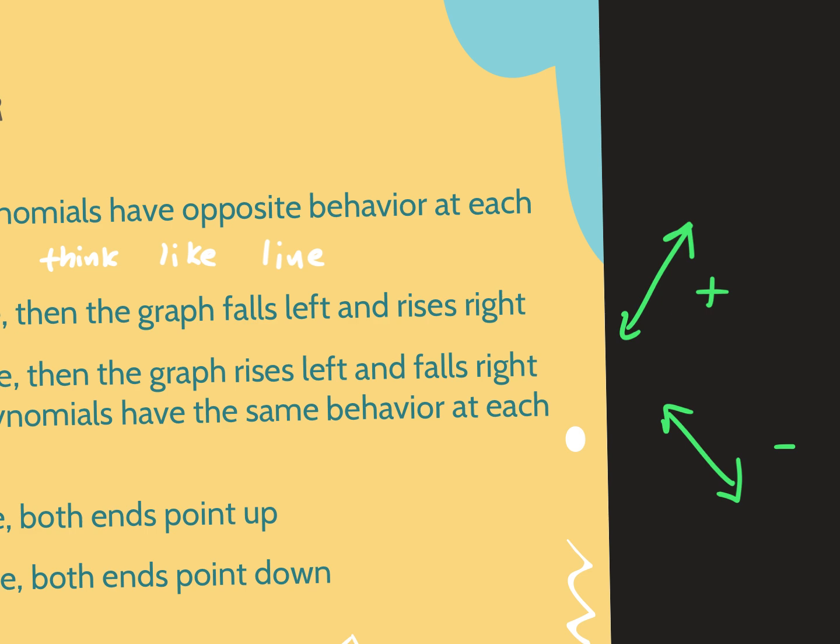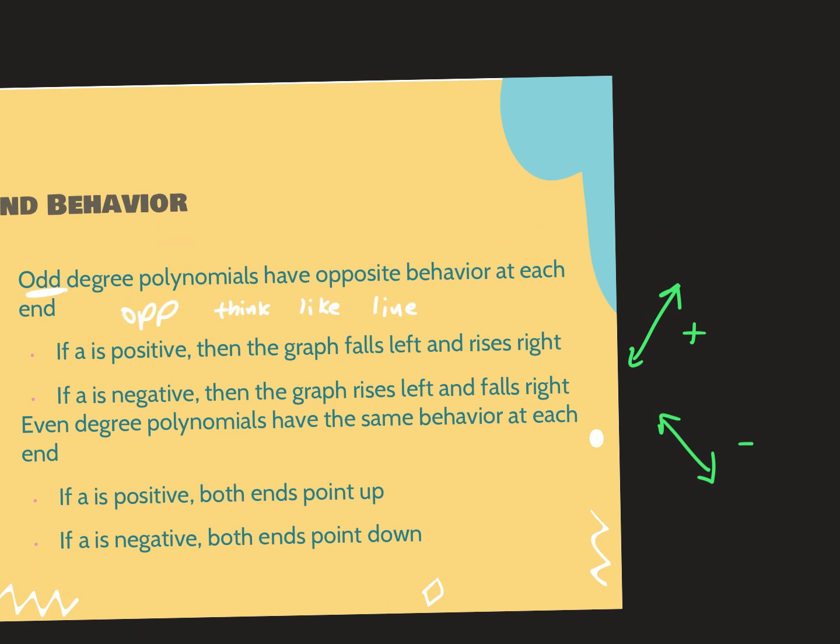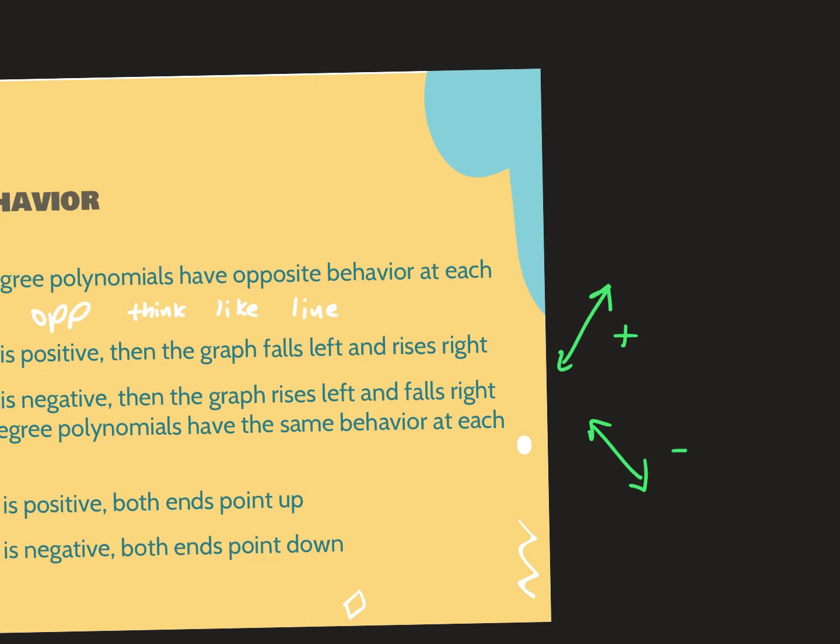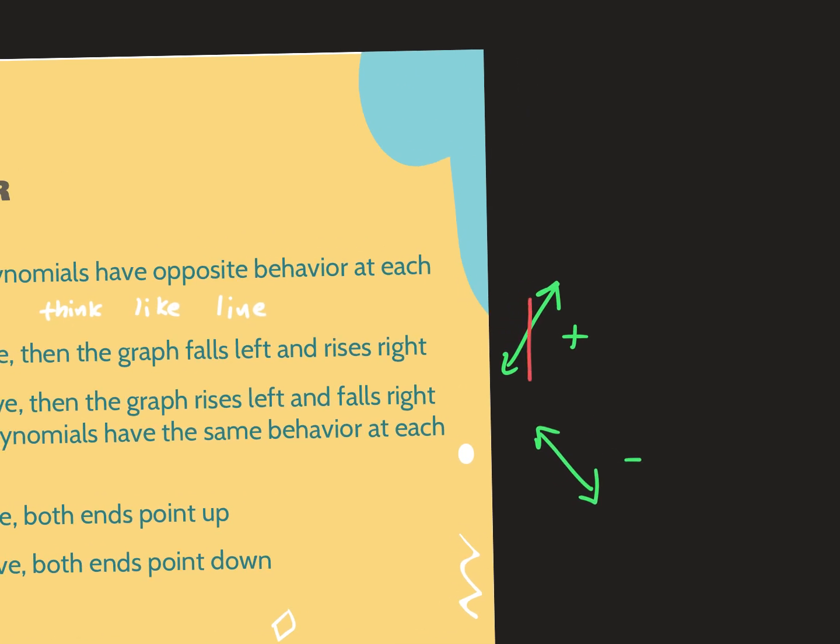So if your leading coefficient, if your x cubed, your x to the fifth, your x to the seventh is positive, the ends of your graph are going to mimic a positive line. It's going to be going down on the left-hand side and up on the right-hand side.